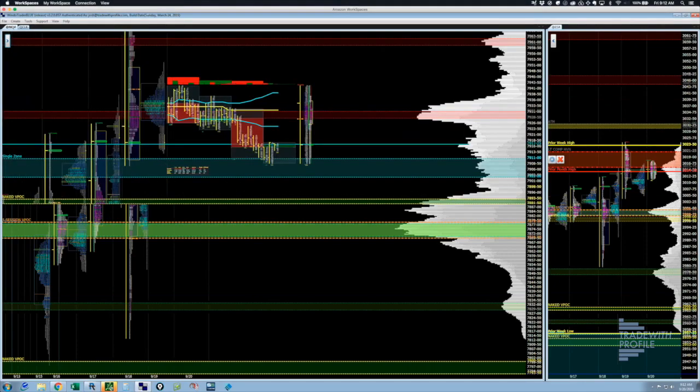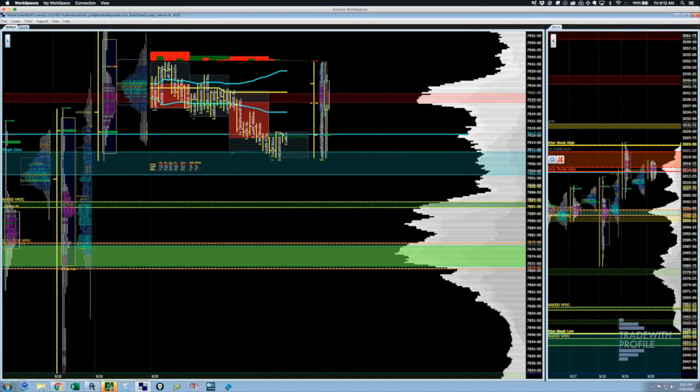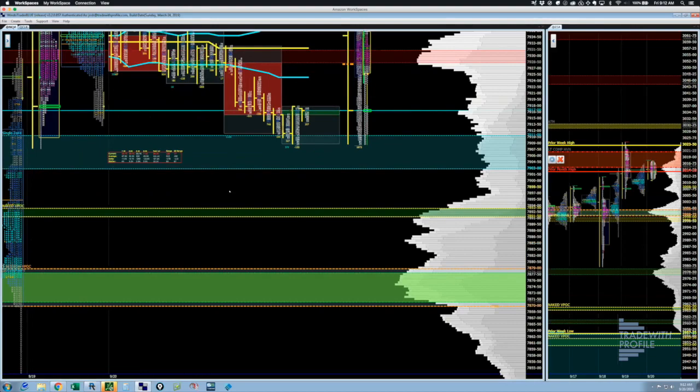Zoom that in a little bit. So here's what he's talking about. Here's the break, and then they come back, test into it, and reject back out.